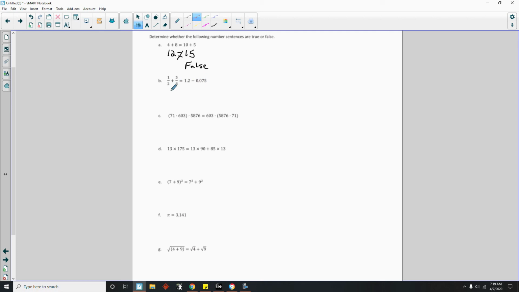Well, this will have to change to eighths. So to get this into an eighth, 4 times 2 is 8, so 4 times 1 is 4. 4 eighths plus 5 eighths equals 9/8, or 1 1/8. Okay, so 1 1/8 is also 1.125 as a decimal. So if I take 1.2 and subtract 0.075, and I do the math here, this is 5, this is 2, this is 1, that's 1. 1.125 equals 1.125, that is true.